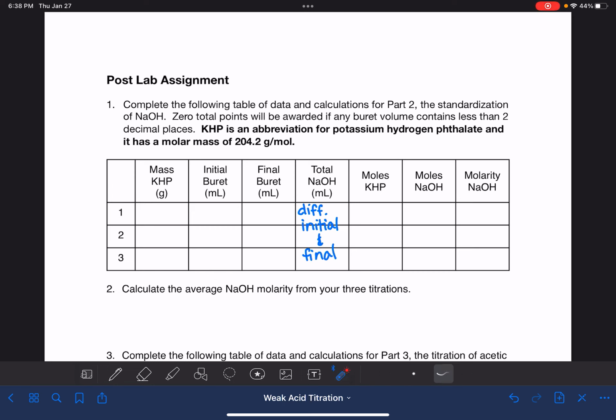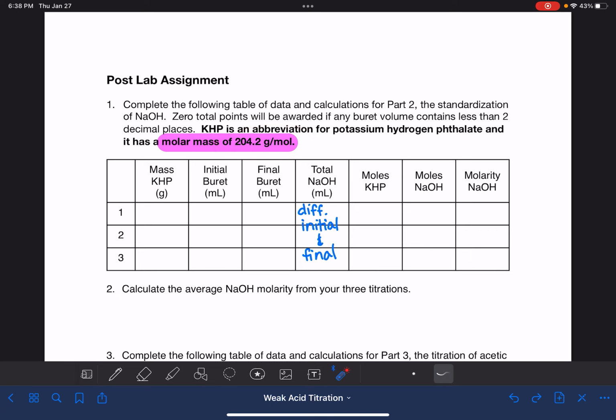In the next column, you're going to calculate the moles of KHP. Notice up here it says that KHP has a molar mass of 204.2 grams per mole. KHP is an abbreviation for a molecule. It is not potassium, hydrogen, phosphorus. To calculate the moles of KHP, you're just going to use the mass that you recorded for each trial, and then you're going to do a gram to mole conversion using 204.2 grams per mole.